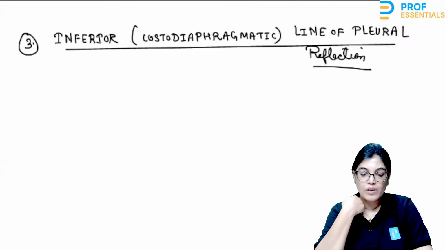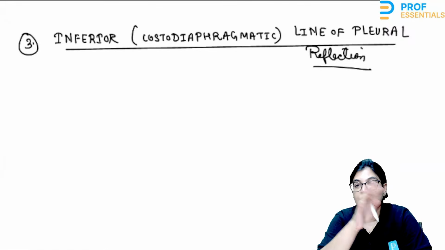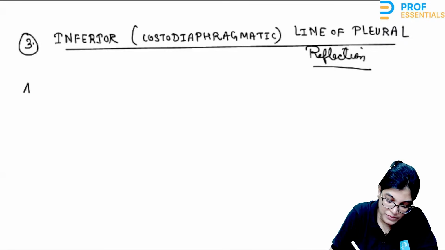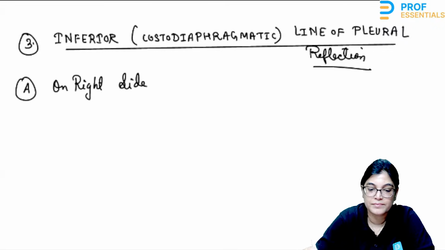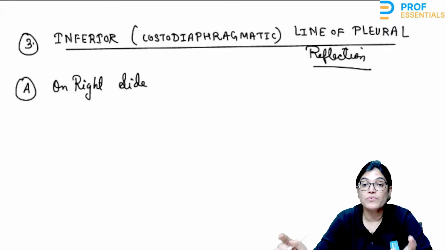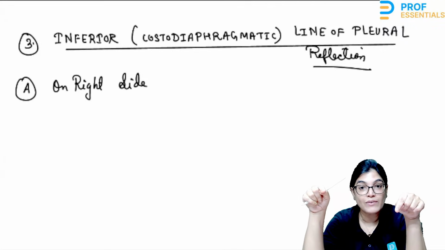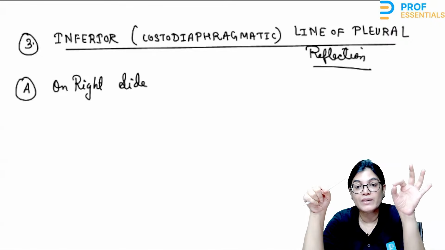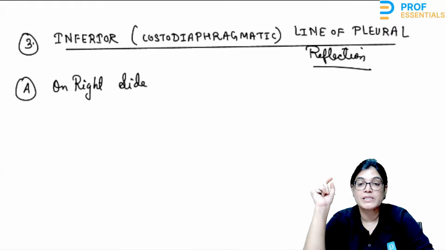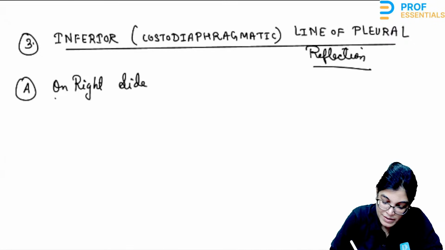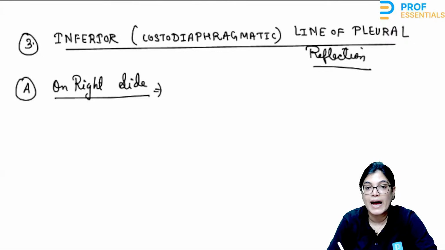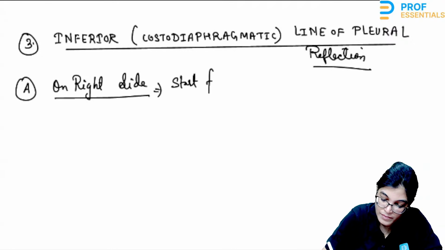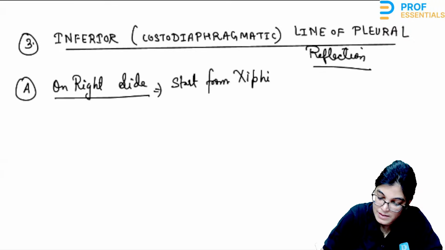Got it? So here also the reflection is slightly different on right and left side. So firstly, you have to know on right side. Till now we have seen that in the right side it was descending till the level of xiphisternal joint midpoint, and in the left side it was going towards the level of 6th costal cartilage 3 centimeter from the midline. So on right side, the line starts from xiphisternal joint or behind xiphoid process.